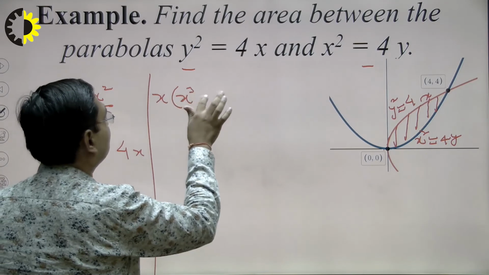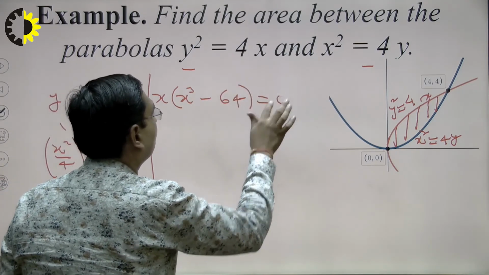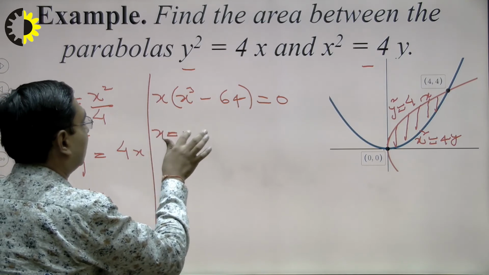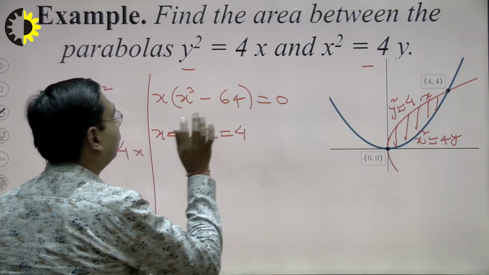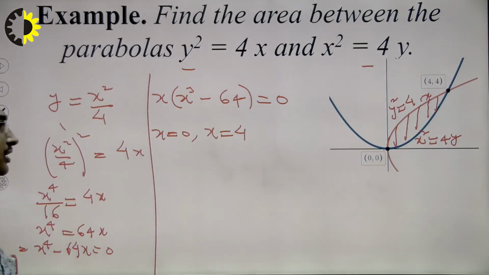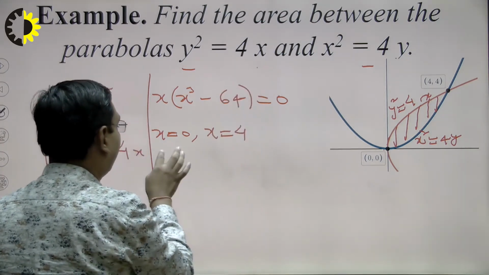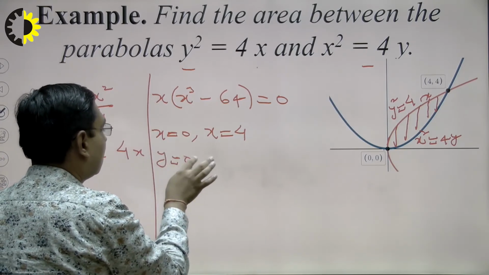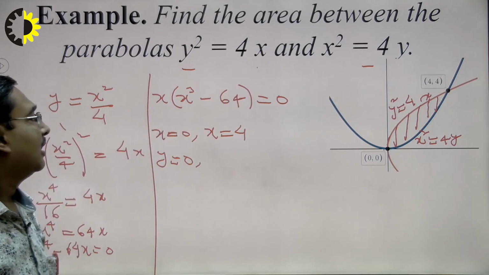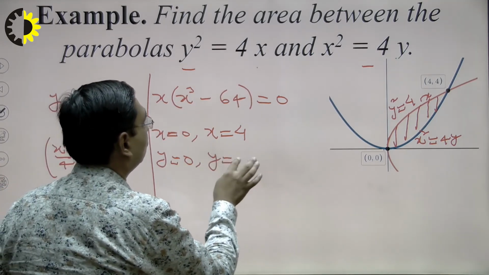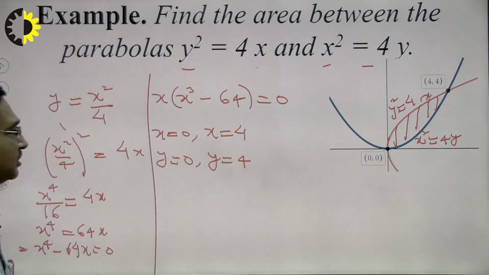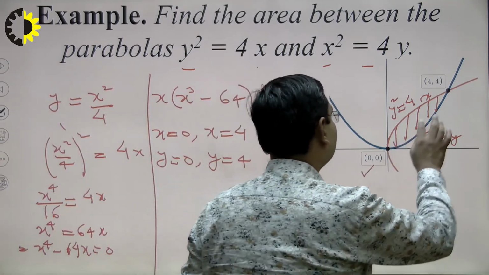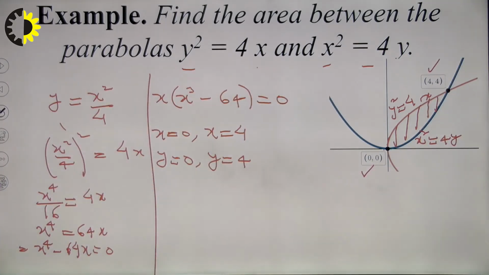It will give x(x cube minus 64) equal to 0, so that x equal to 0 from this factor, and next factor will give x equal to 4, because x cube equal to 64 will have only one real root, x equal to 4. For x equal to 0, when I substitute x equal to 0 here, I obtain y equal to 0. When I substitute x equal to 4 here, I will obtain y equal to 4. We can substitute here also, it will look more clear. Thus (0, 0) and (4, 4) are points of intersection of these two parabolas.